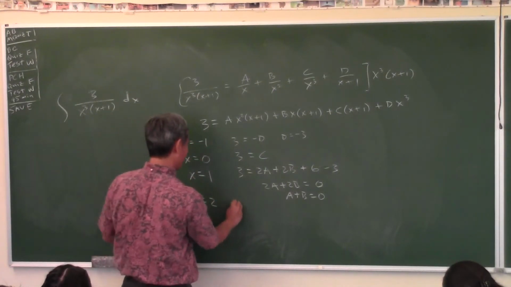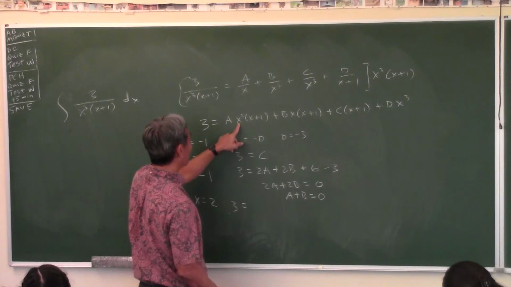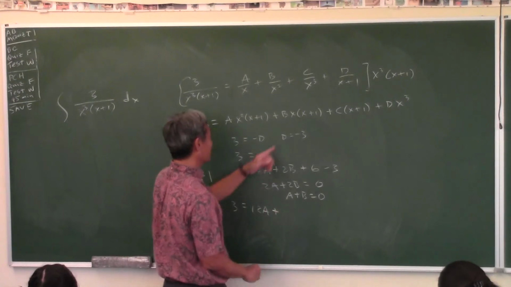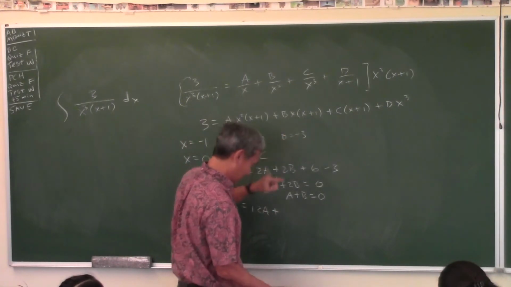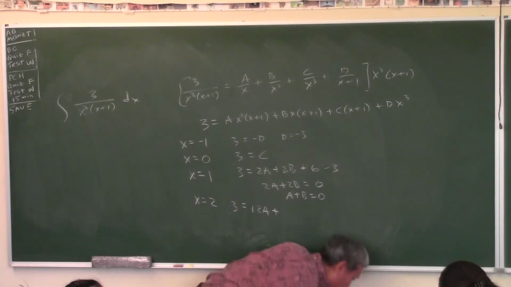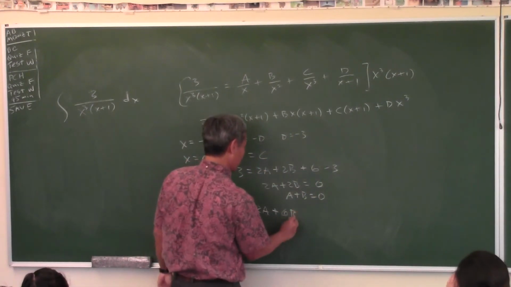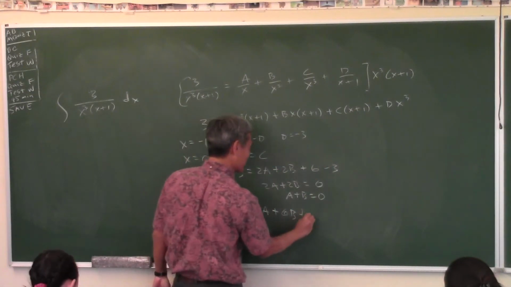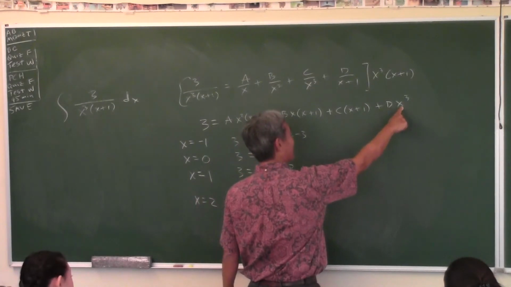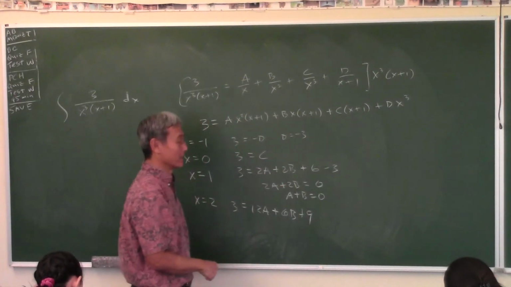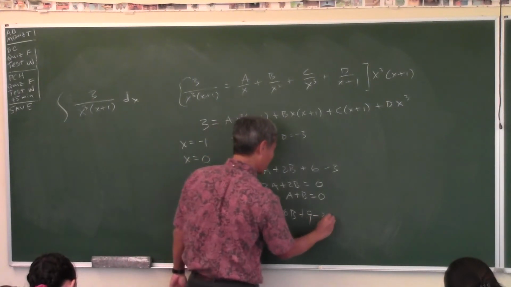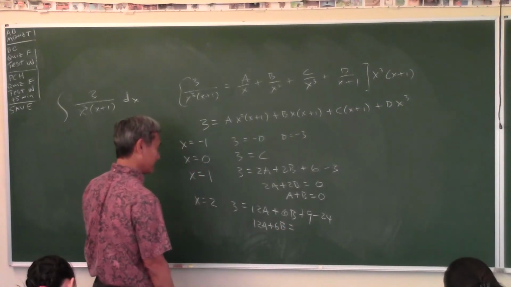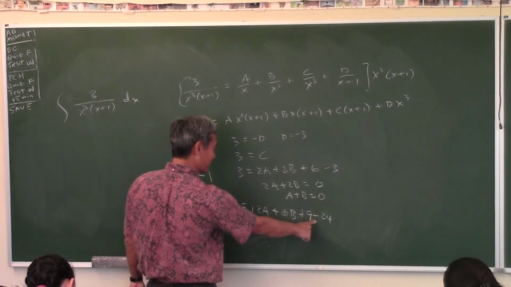Okay, plug in 2 for x, so you get 3 equals, plug in 2 here, so that's 4 times 3, 12a. Okay, plug in 2 here, 2 times 3, 6b. Okay, plug in 2 for x there, 3c, but we know c is 3, plus 9. And then if I plug in 2 for x there, that's 8d, but d is negative 3, negative 24. So what do we got? 12a plus 6b equals, this is a negative 15, right?